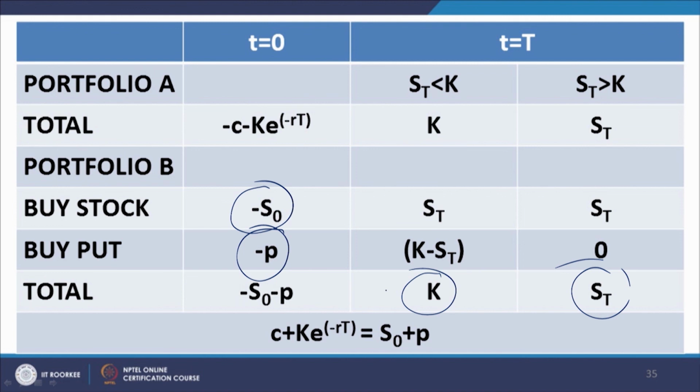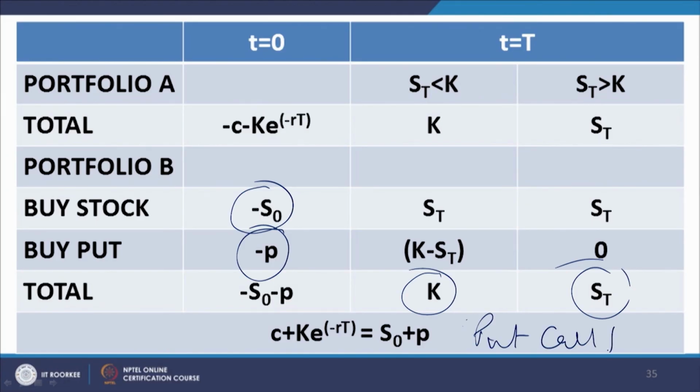Now, clearly the payoffs from portfolio A and portfolio B are identical in each state that ST can occur. If ST is less than K, both portfolios give you a payoff of K. If ST is greater than K, both give you a payoff of ST. So, the payoffs are absolutely identical. There is no intermediate cash flow between t equal to 0 and t equal to capital T, and these payoffs are certain. That means the prices of these portfolios must necessarily be the same by the law of one price. That gives us this relationship which is called put call parity.